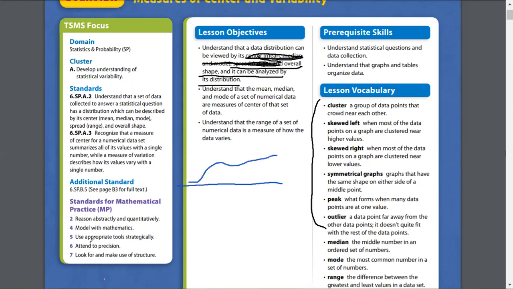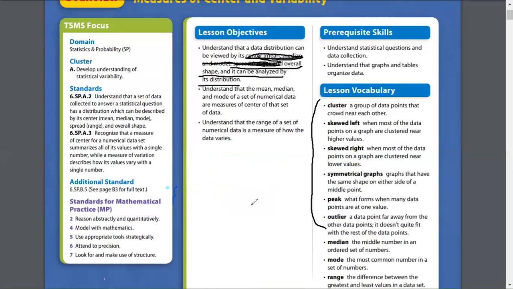Then we go into skewed left, where most of the data points on a graph are clustered near higher values. The tail is to the left, but most of the data is to the right. Actually, no, I said that backwards, I apologize. The tail is to the left, but most of the data is to the right, because this little thing over here is the tail. I'll do this in green.